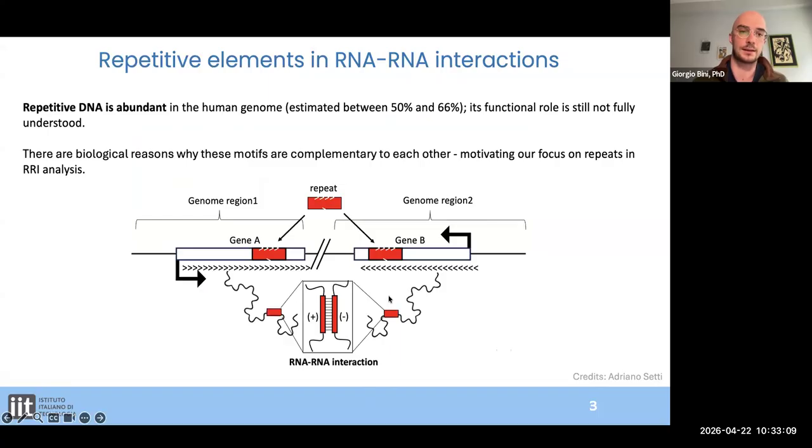Once we detect RNA-RNA interactions, the question is what are the sequence features that drive them? A striking pattern that we observed involves repetitive elements. We know that repeats are highly abundant in the genome. It's estimated that more than half of the human genome is composed of repeats. And there are biological reasons why these motifs are designed to be complementary to each other. This is what motivated us to study repeats in the context of RNA-RNA interactions.